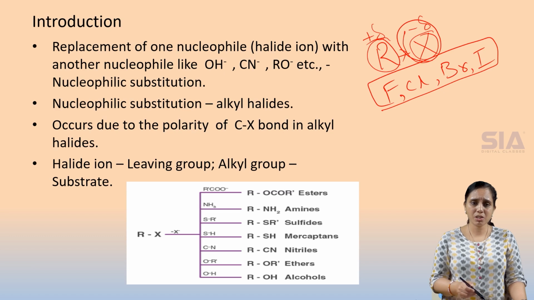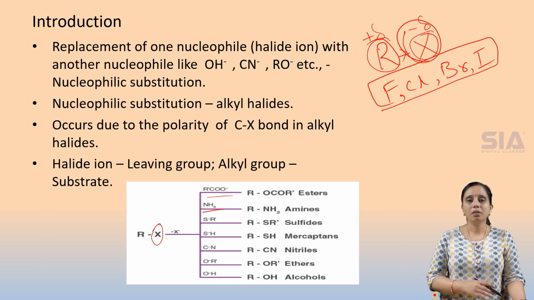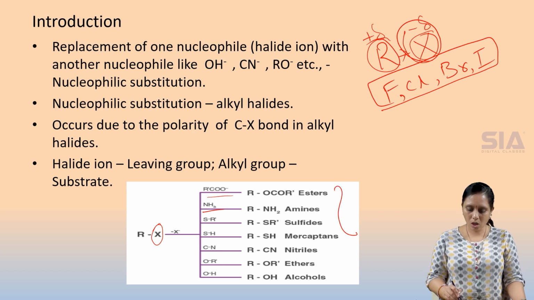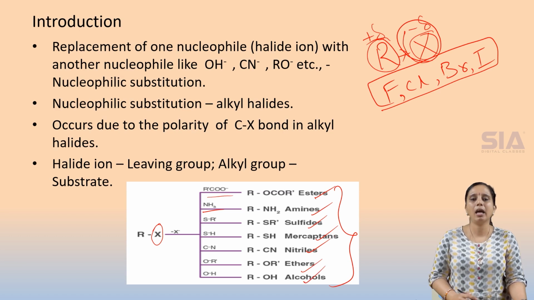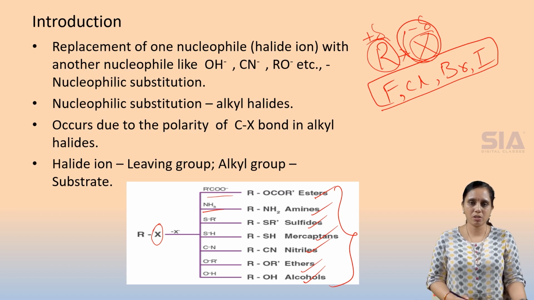In the reactions of alkyl halides, when the halogen leaves, there are many other compounds, like the list given here, which can be prepared from alkyl halides. So we can prepare esters, amines, sulfides, mercaptans, nitriles, ethers, alcohols, etc. from alkyl halides. All these reactions are examples of nucleophilic substitution reactions.